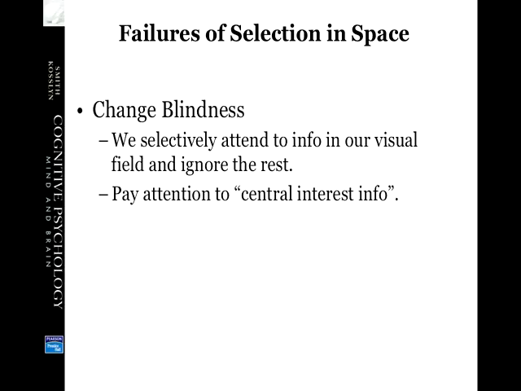How big can that effect be? Quite large. So why? We selectively attend to information in our visual field, right? That's the whole point of attention, and we're ignoring the rest of the information. And so what are we paying attention to? It's called central interest information. So what is that?